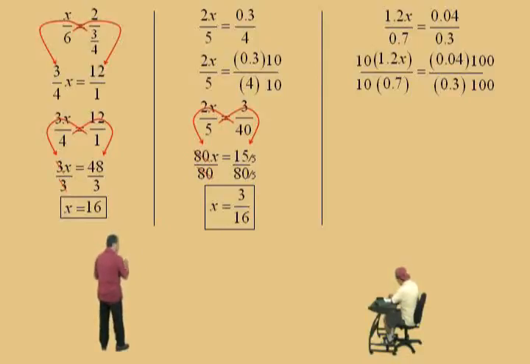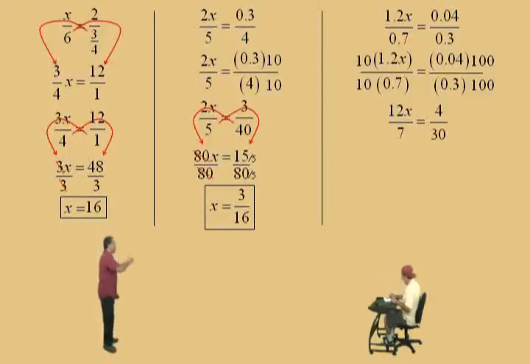Now we're actually going to do it. What's 1.2 times 10, Charlie? 12. That's right. So we get 12x, and 10 times 0.7 is 7. Now what's 0.04 times 100? 4, because you move the decimal 2 places to the right. What's 0.3 times 100, Charlie? 30, because you move it 2 places to the right. Notice, left-hand side we multiply by 10. Right-hand side we had to multiply top and bottom by 100, right? To clear that 0.04 out.